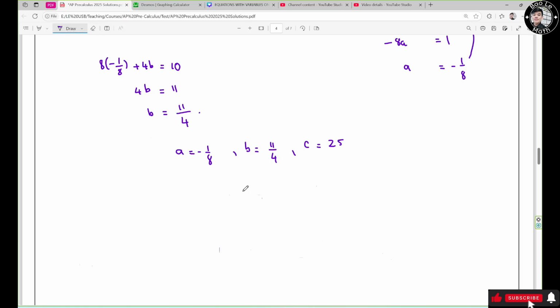Now since the question wants us to leave the answer as decimal approximations, a must be negative 0.125, right? b equals 2.75, right? And c equals 25, right? So d of t equals negative 0.125 t squared plus 2.75 t plus 25, right?